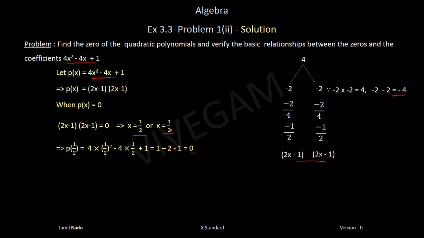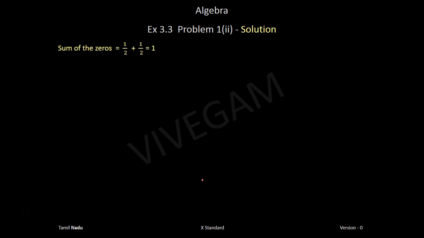You don't need to repeat the same because it's the same x equal to half. Normally we get different values, but in this case we are getting the same value, so we don't need to repeat it. So the zeros of the polynomial are half and half. Next we need to go for the relationship. The sum of the zeros is half plus half, because these are the two zeros, that is 1. The product of the zeros is half into half, that is a quarter.